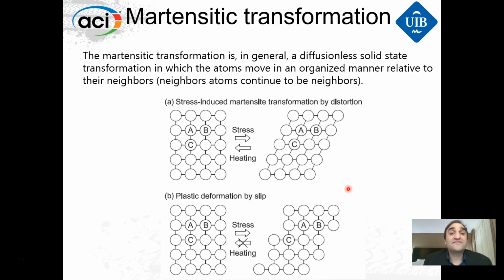Well, the martensite transformation is, in general, just to have a very small background, a diffusionless solid-state transformation in which the atoms move in an organized manner relative to their neighbors. Neighbor atoms continue to be neighbors. We are going to compare with plasticity. Here you have plastic deformation by slip, the classical plastic deformation.